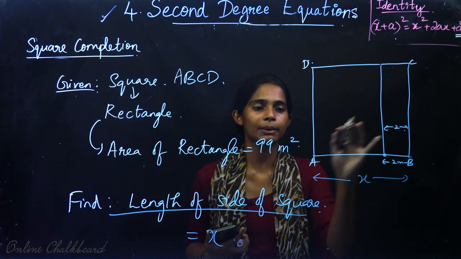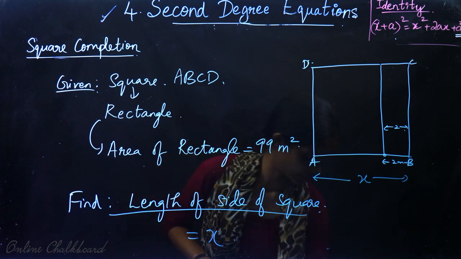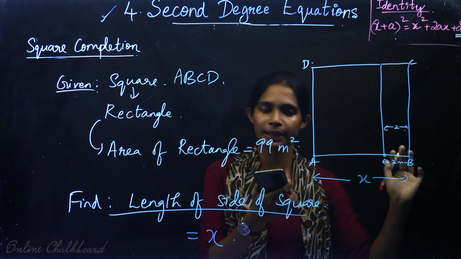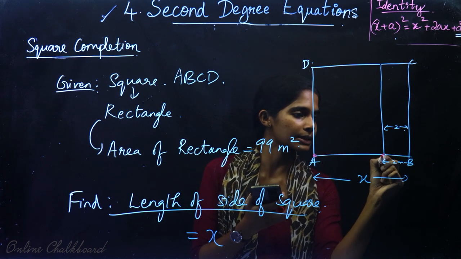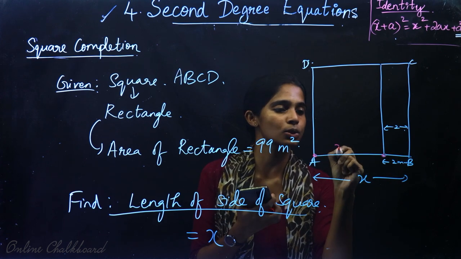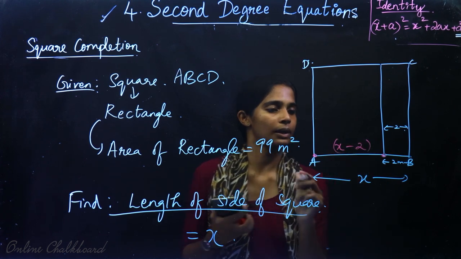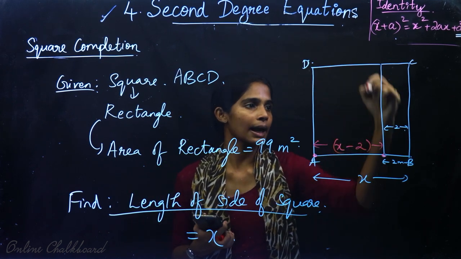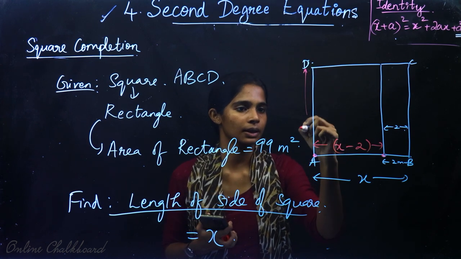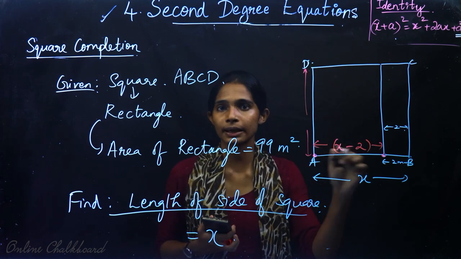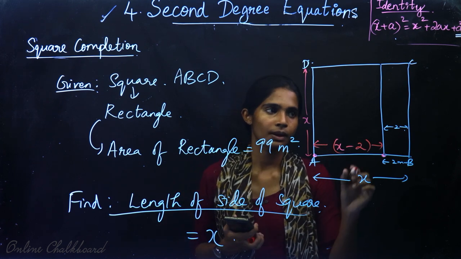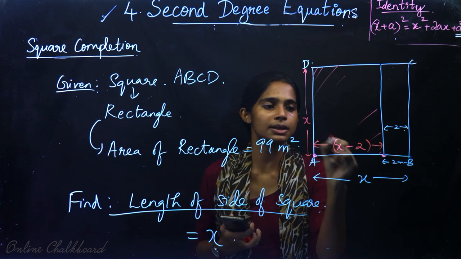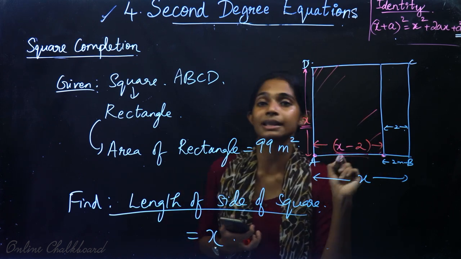Then let us write these dimensions. Here the total length from A to B is x, so the length from A to where the strip ends will be x minus 2, since the strip is 2. So this length will be x minus 2. This height is the same side of the square, so that is x itself. This rectangle's dimensions are x, and the other length is x minus 2.